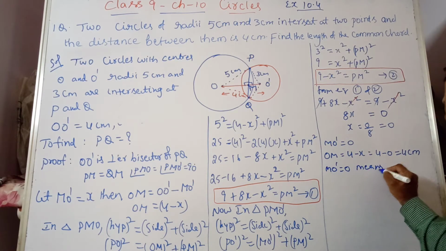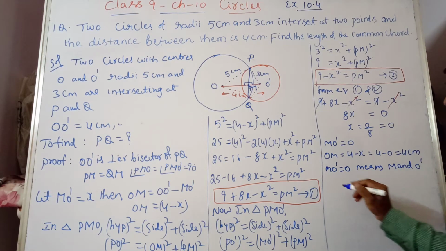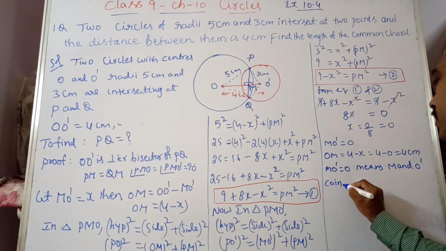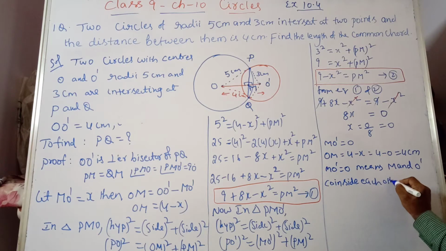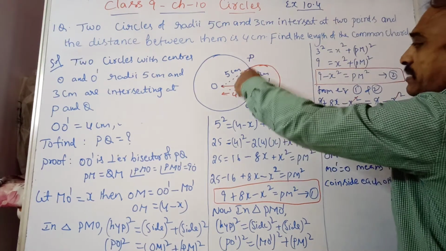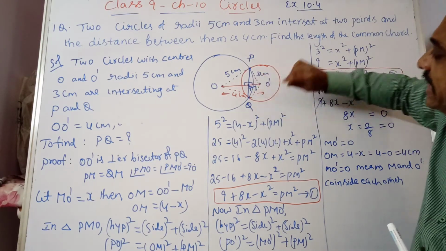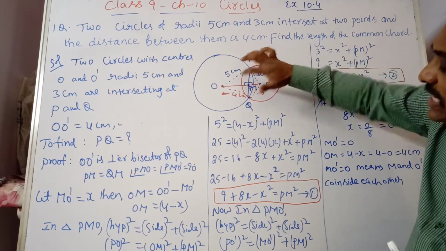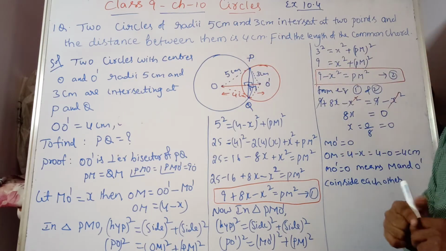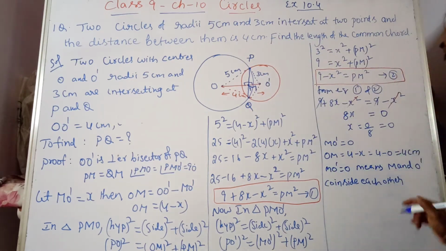Meaning M and O' coincide with each other. Coinciding with each other means PO' becomes PM. See, when O' is moving towards this, observe it, O' is moving and joining here. PO' is the 3 centimeter radius, which is nothing but PM, the radius of the smaller circle.